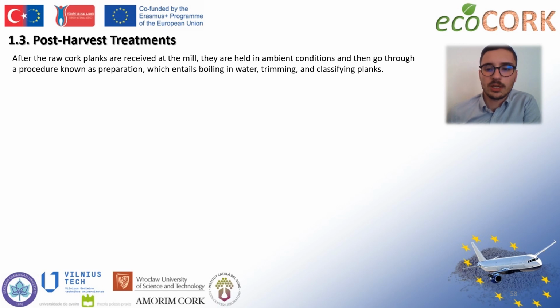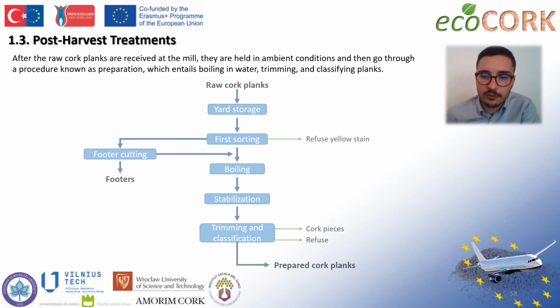After the raw cork planks arrive at the mill, they are kept at room temperature for a while. Then they go through a process called preparation, which involves boiling the planks in water, trimming them, and sorting them into different types. There is a diagram of how things are set up.